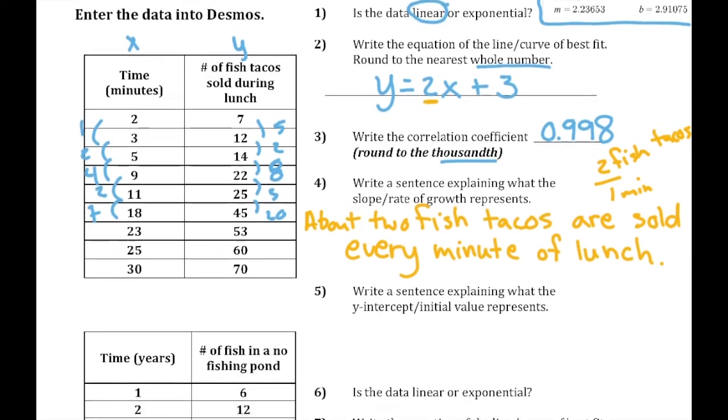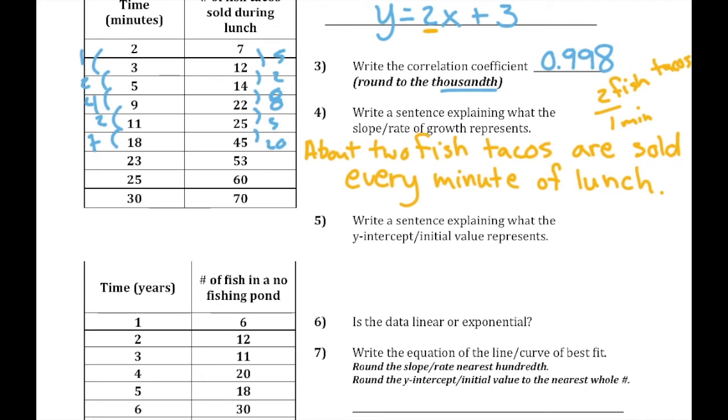Number 5, write a sentence explaining what the y-intercept or initial value represents. Well, our y-intercept is 3. Which means that at time 0, or at the beginning of lunch, they had already sold 3 fish tacos.